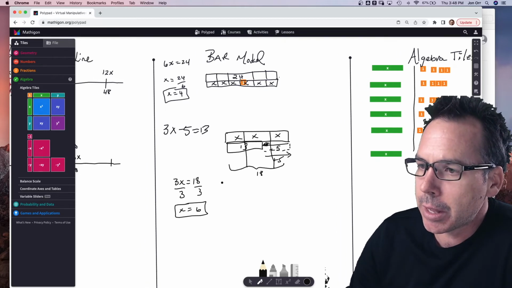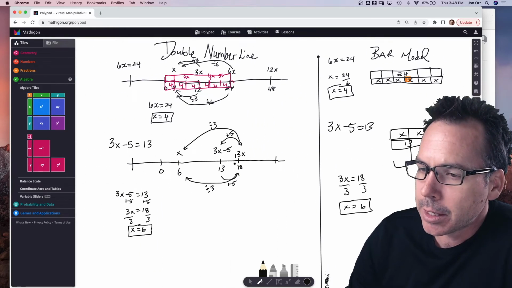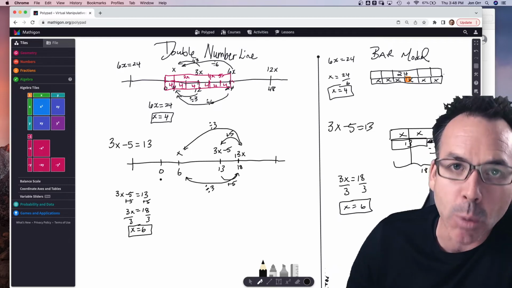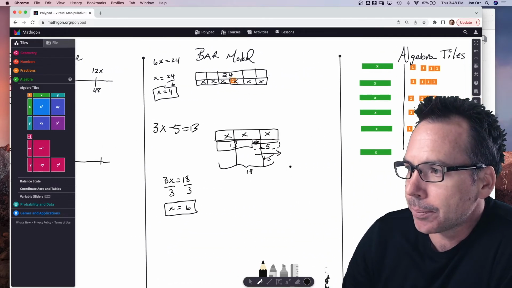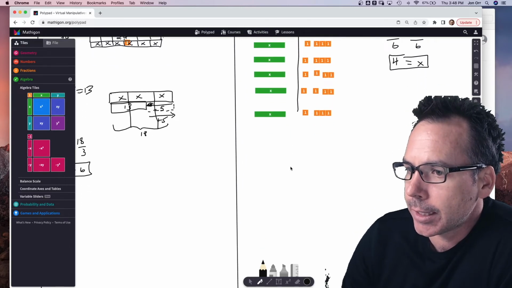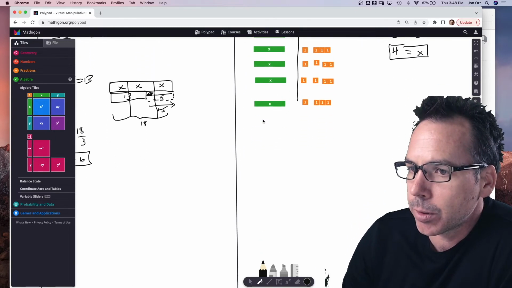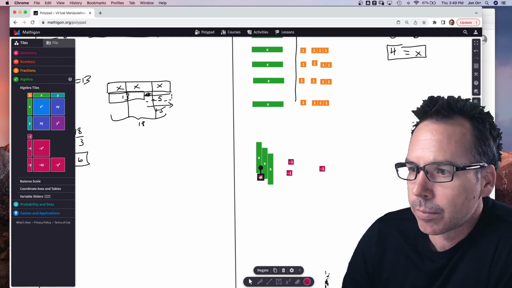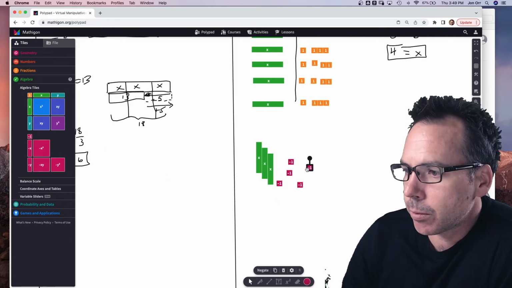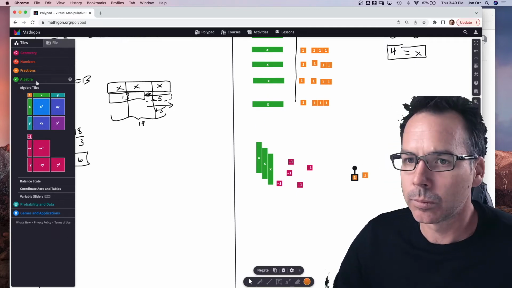Again, that's just another way to use the double number line. Double number line, in my opinion, has more fluency, more flexibility than the bar model. All right, moving on to the algebra tile technique for this one. 3x minus 5. And that's supposed to equal 13.